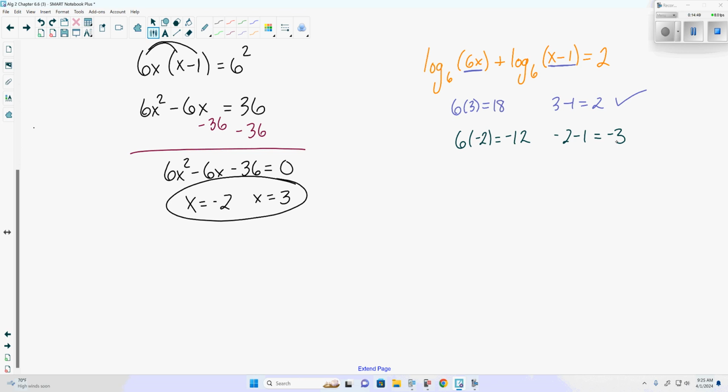Making sure neither one of these becomes negative. Well, incidentally, they both become negative, yes? Which means for us here, these don't work, which means our negative 2 doesn't work, leaving us with x is equal to 3.